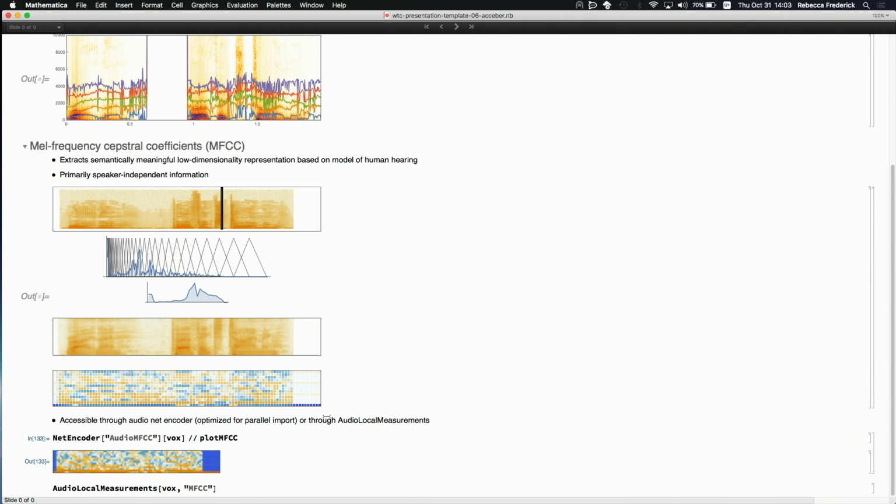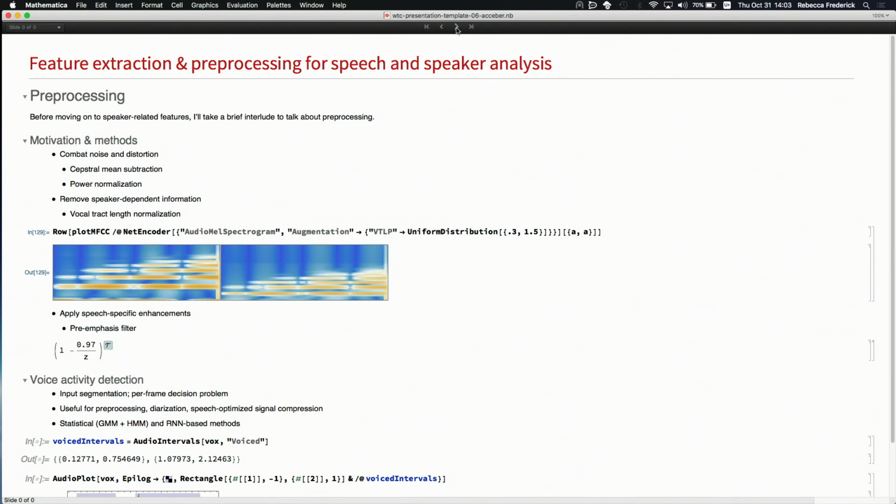Another speaker-independent feature is the MFCC, or the cepstral representation. It's a low dimensionality feature, primarily speaker-independent, as I said. We start out with the power spectrum, and for each frame in that spectrum, we filter it using a non-linearly spaced filter bank to approximate the frequency response of human hearing. We normally use the log of that to model our decreased sensitivity to higher frequencies.